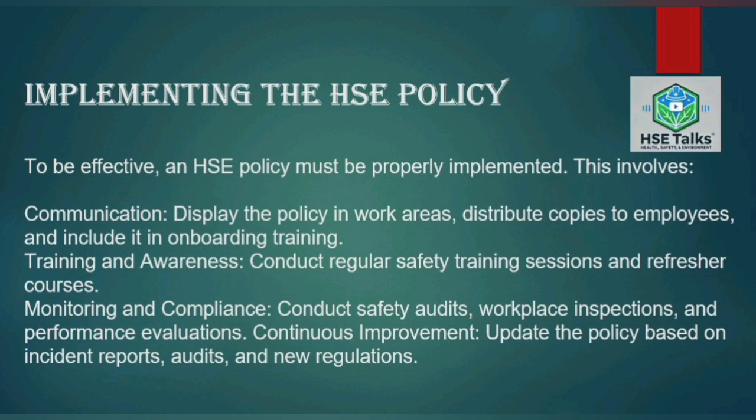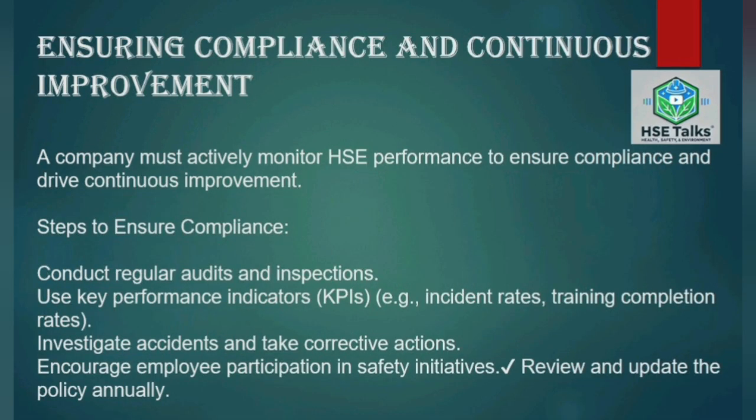So we can go through our last point about ensuring compliance and continuous improvement of the HSE policy. A company must actively monitor HSE performance to ensure compliance and drive continuous improvement. There are some steps we have to focus on. Conduct regular audits and inspections. Use key performance indicators, KPIs, for example incident rates, training completion rates. Investigate accidents and take corrective actions, encourage employees' participation in safety initiatives, review and update the policy annually.